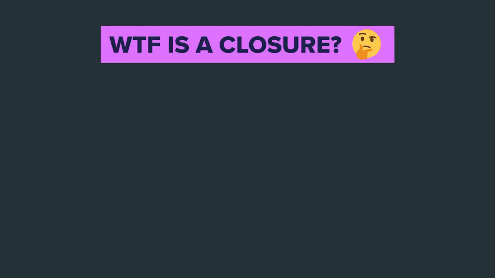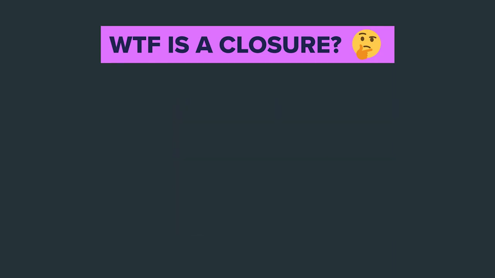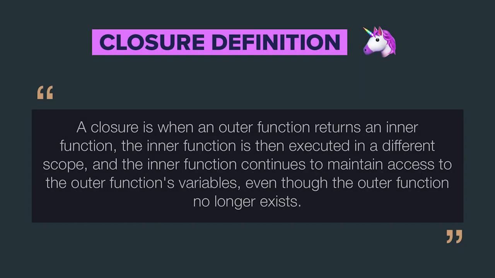So what is a closure? I'm going to give a definition of a closure, and it's not going to make any sense at all. And then I'll follow up with a few practical examples. And once we've gone through a practical example, the definition will make perfect sense. A closure is when an outer function returns an inner function.